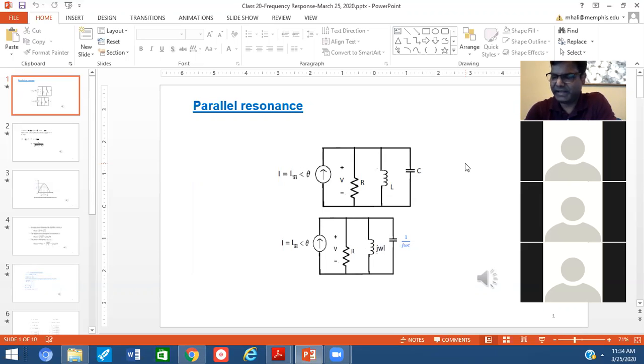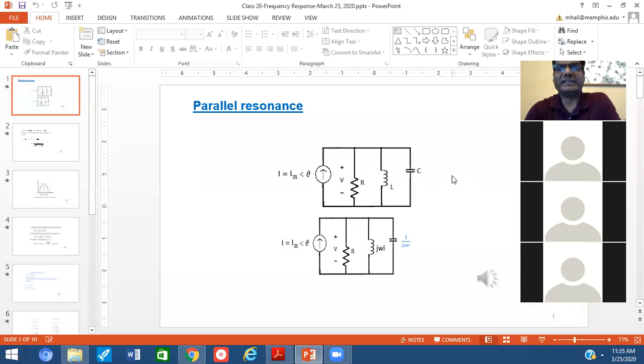So is everybody fine? Okay, good. So now moving forward, let's have a look at parallel resonance, slide number 1. As you can remember, in the last class we were discussing series resonance with regard to the series RLC circuit. And today we will be discussing parallel resonance with regard to the parallel RLC circuit.